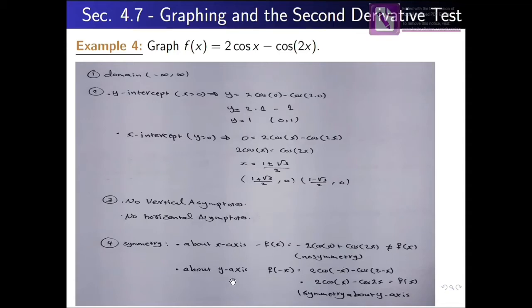For the symmetry about the y-axis, we need to evaluate f of minus x. So go to this function and replace x by minus x. We get 2 cosine of minus x minus cosine of 2 multiplied by minus x. We know that cosine is an even function. That means cosine of minus x equals cosine x. So this will give us 2 cosine x minus cosine 2x. If you compare it with f of x, you will see they are identical. So that means the function is symmetric about the y-axis.